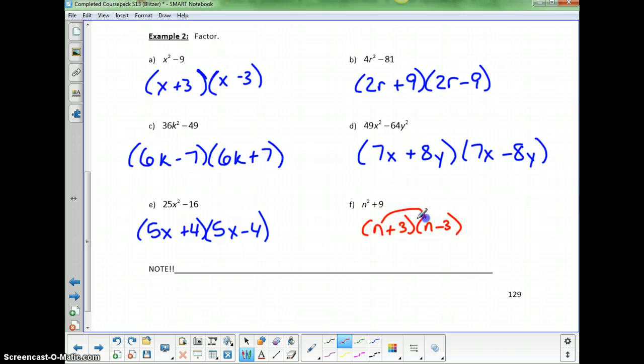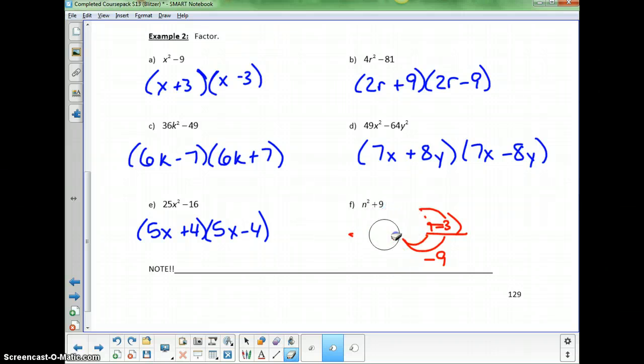So this would give us n squared. That would give us minus 3n plus 3n to give us no n in the middle, which is perfect. But that last number would be minus 9, not positive 9. So this does not work. Okay, the binomial conjugates will always give us a negative, a difference of squares.